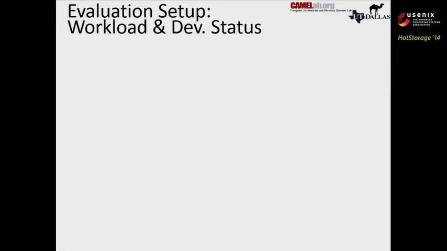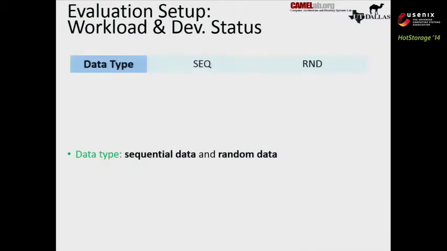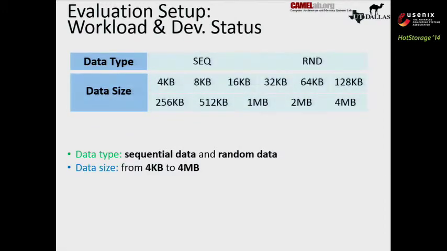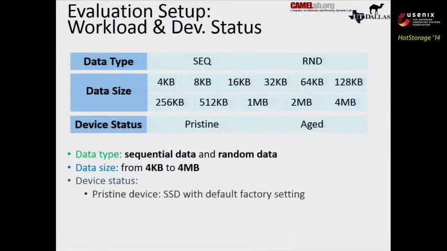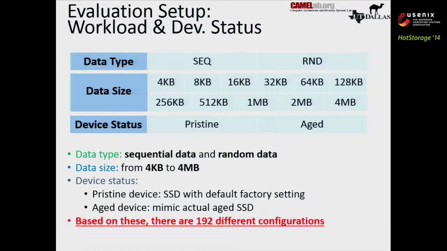For our workloads, we generate 4 types: random access and sequential access, with data size from 4 kilobytes to 4 megabytes. We also cover that the SSD has different characteristics as the I/O service is processed. So we separate the device into 2 statuses. One is pristine device. The second is aged device. Pristine device is SSD with default factory setting, and for aged device we just mimic the aged SSD. So after all, we have 192 different configurations to simulate the real world.